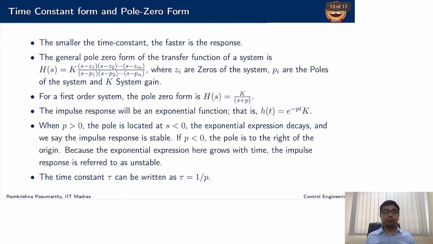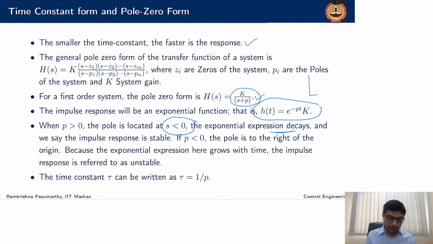Okay, so what we have understood so far is that the smaller the time constant, the faster the response. And this is the general form for a first order system. If I have a system in the form 1 over s plus p, I have a response of this form: h of t is k times e to the power minus pt, where p is the location of the pole. If p is greater than 0, s is less than 0, and the expression decays, right? What we saw in all our graphs.